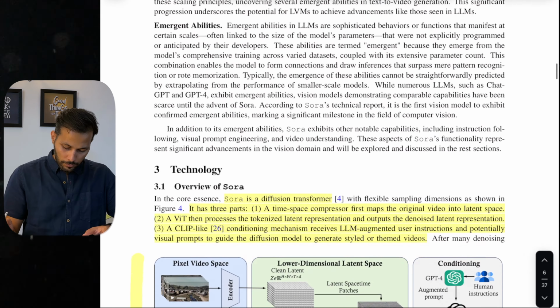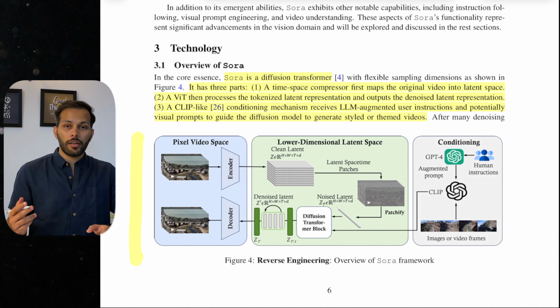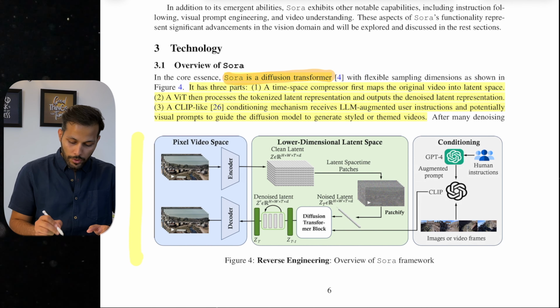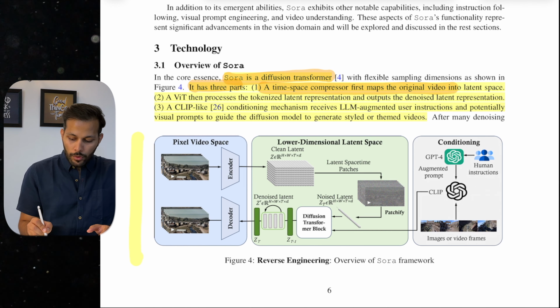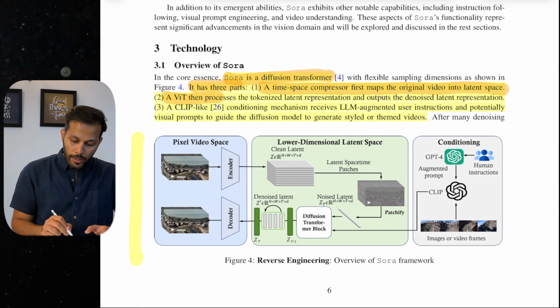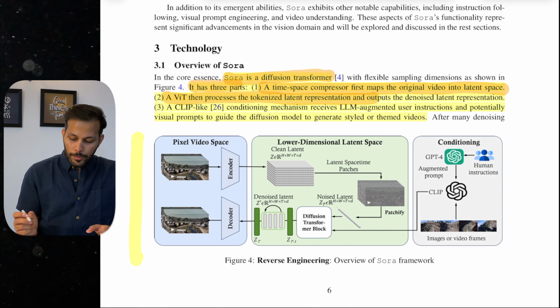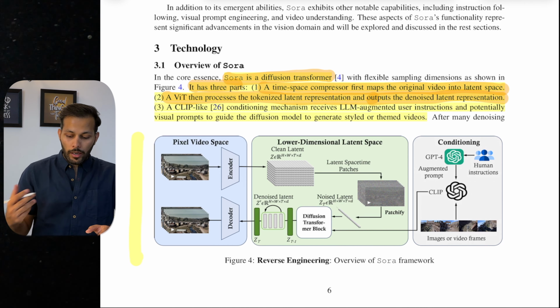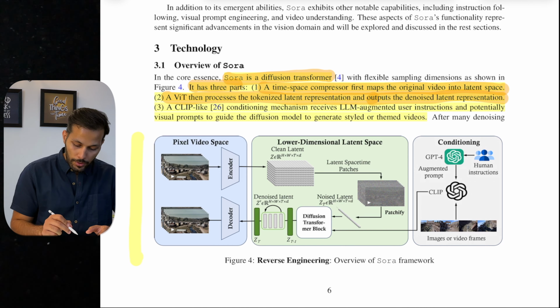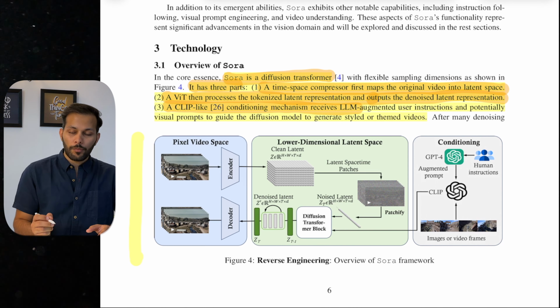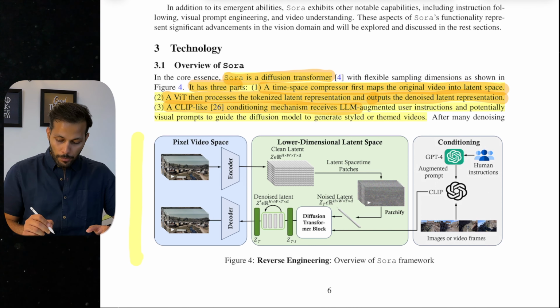So what they mention as the architecture of Sora is that Sora is a diffusion transformer model which has three parts. A time-space compressor first maps the original video into latent space. A ViT then processes the tokenized latent space representation and outputs the denoised latent representation, and a CLIP-like conditioning mechanism basically augments the text with the images and videos.